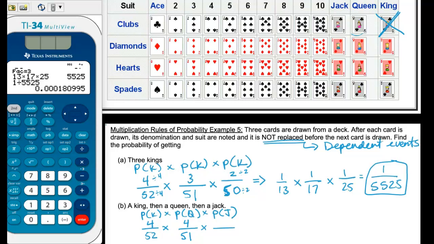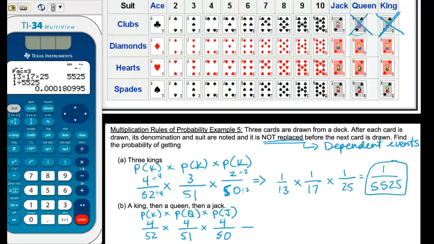And then I'm going to cross out a queen, representing that second pick of a queen. And I look at my deck and I say, okay, well, I have 50 cards left now. How many jacks? 1, 2, 3, 4. There are 4 jacks. So 4 out of 52 times 4 out of 51 times 4 out of 50.